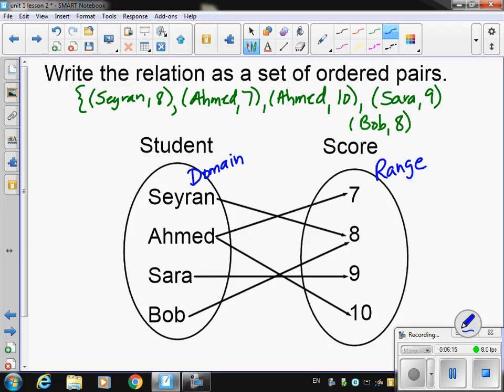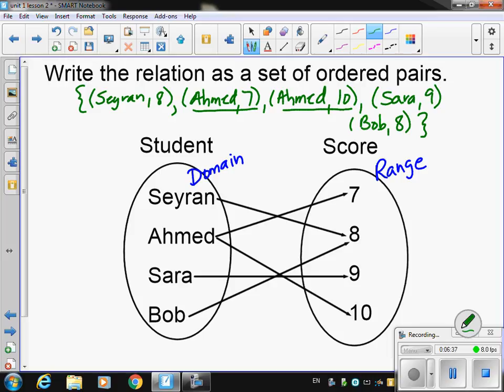This one helps us to understand a function and if it makes sense or not because we have names of students and their score. And we can see that this is not a function because we have Ahmed with a score of 7 and Ahmed with a score of 10. So for any x value, we have two different y values.